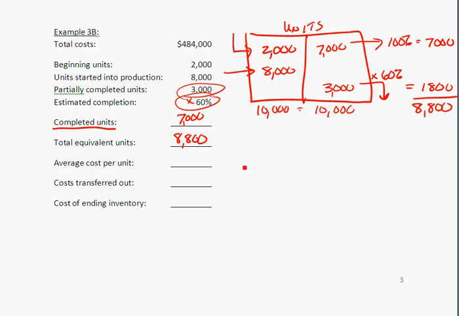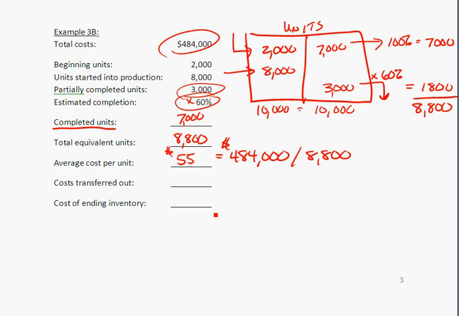Our average cost per unit then, we'll take our total cost, $484,000, divide that by our 8,800 equivalent units, and we get an average cost per unit of $55.